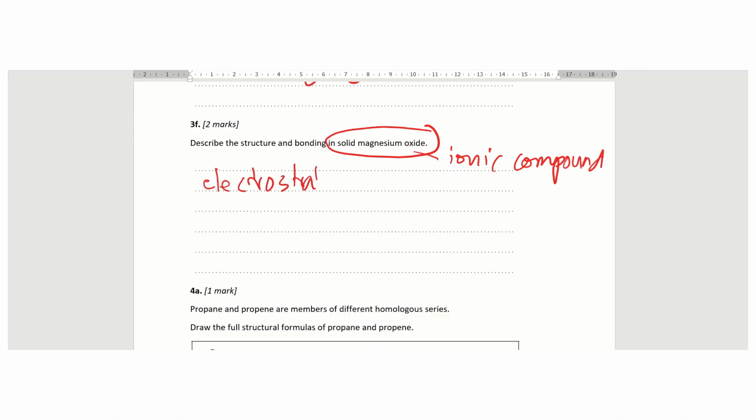Electrostatic attractions between oppositely charged ions, but since you know what these ions are, you can say Mg2+ and O2-. Okay, and this is basically what's holding them together. You can talk about the crystal lattice, that it's a repeating unit. So anything that basically gives an explanation or a description of the structure of an ionic bond.